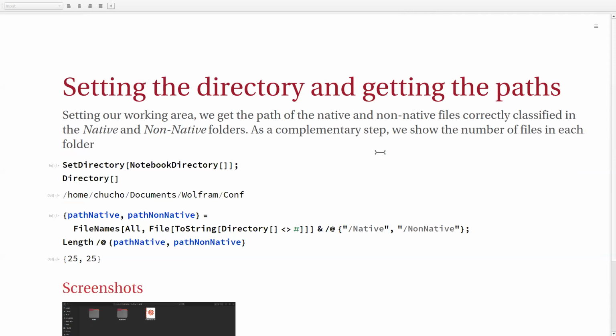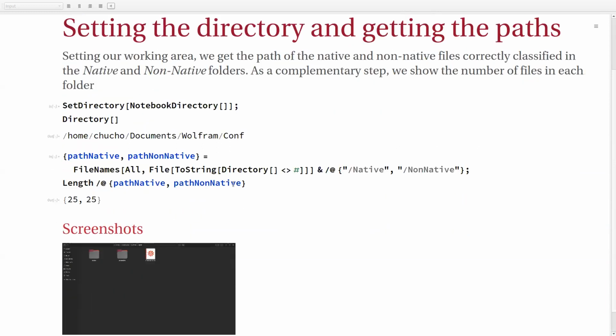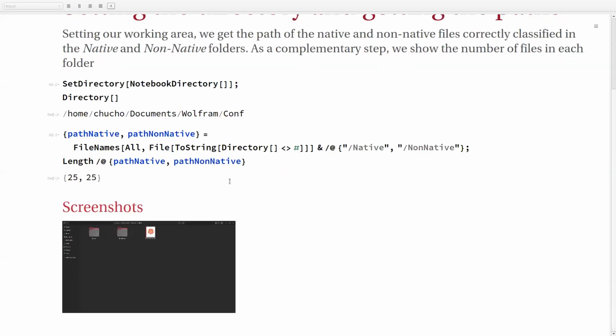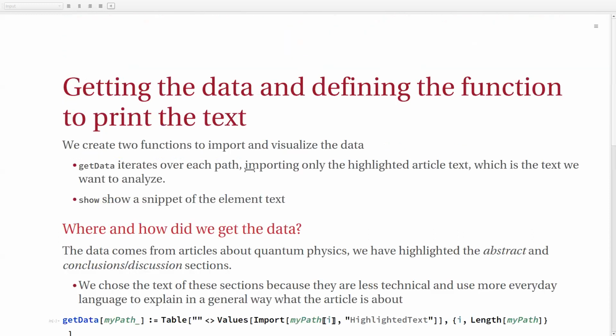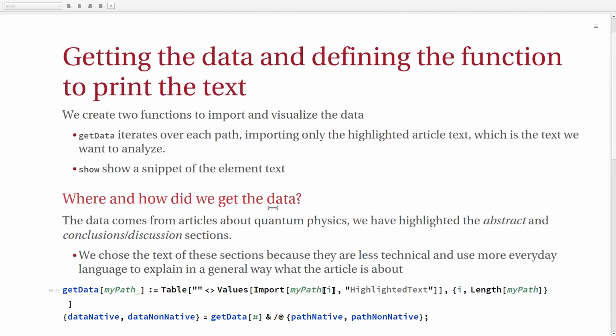So this is our working directory. As you see, we divided all the articles in a native path and a non-native path with a total of 25 articles of native and non-native people. The data comes from articles about quantum physics.